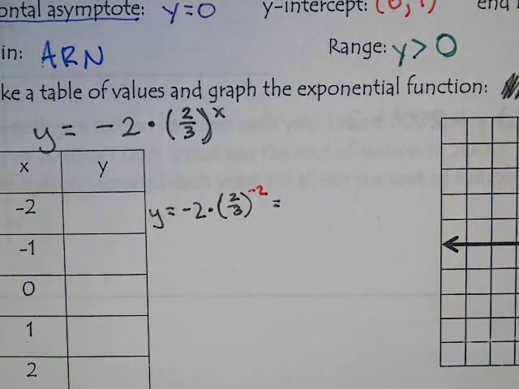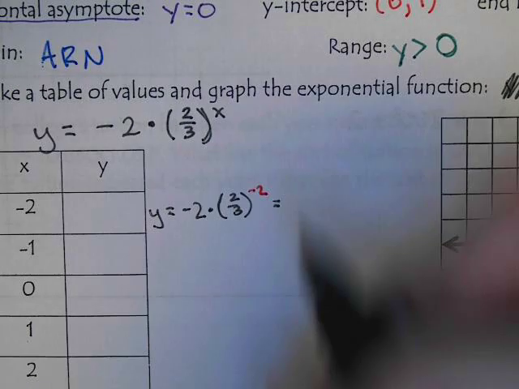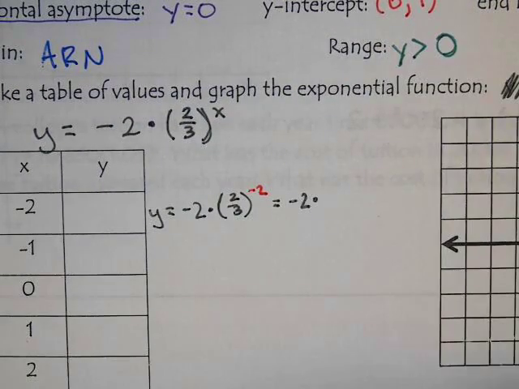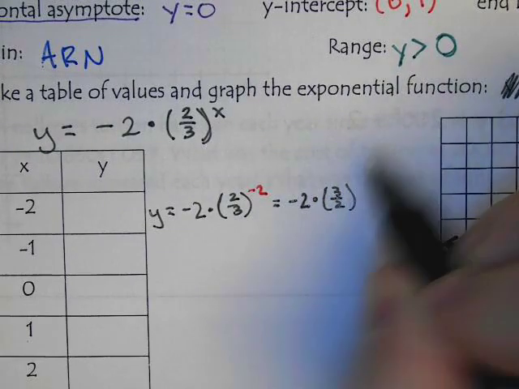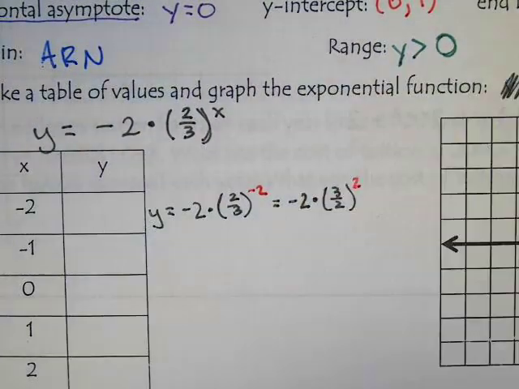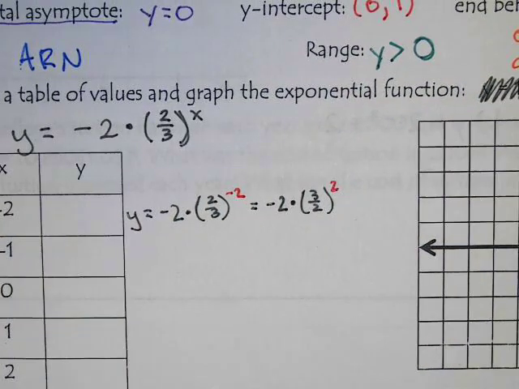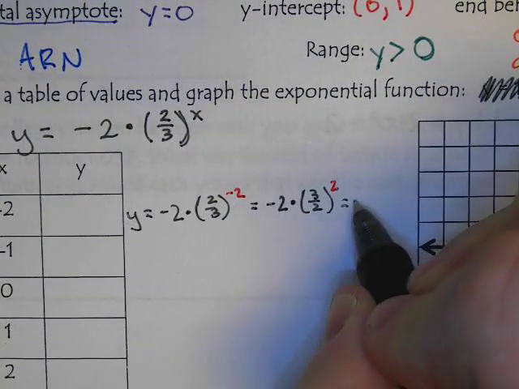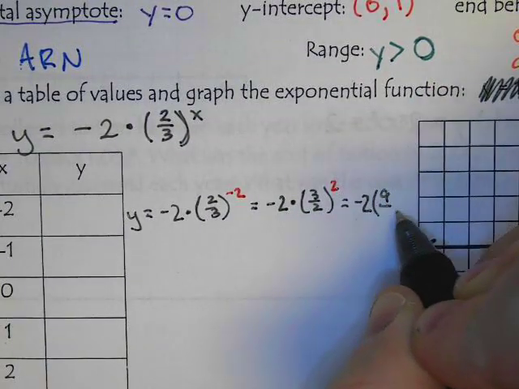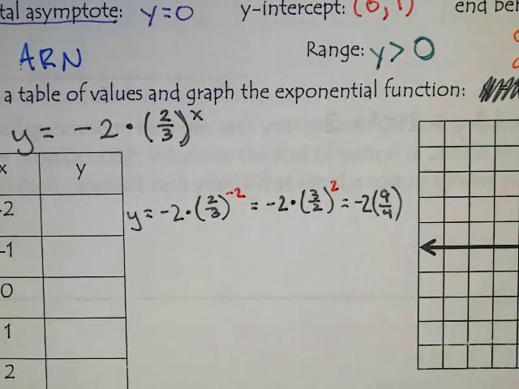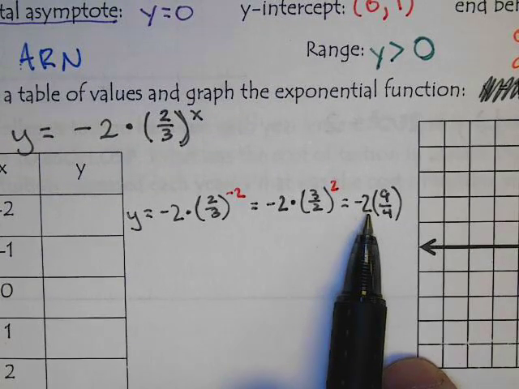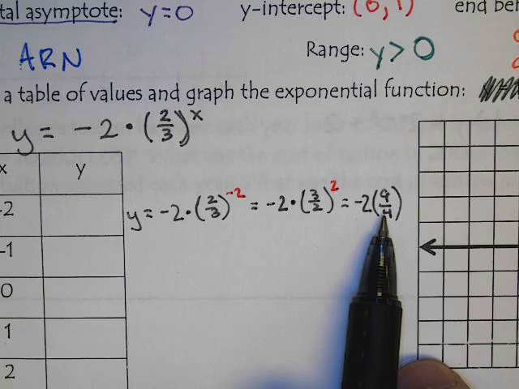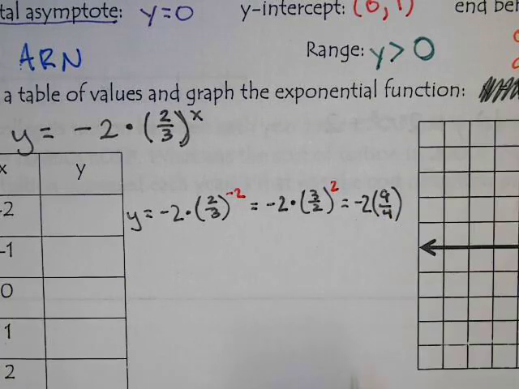Flip the fraction, so that I have y is equal to negative 2 times 3 halves to the second power. And now we'll square that fraction. That's going to be 3 halves times 3 halves, equals negative 2 times 9 fourths. And then when I multiply these together, negative 2 times 9 fourths will be negative 18 over 4.